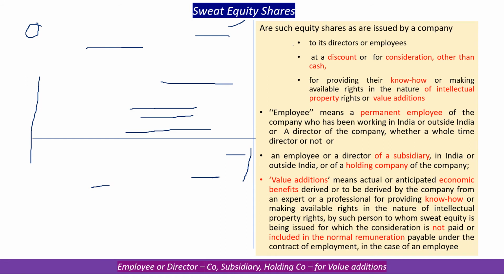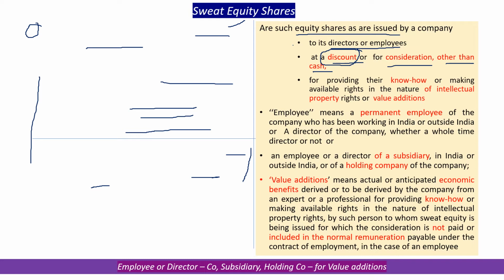Okay. Then, such equity shares to its directors or employees, and we saw in case of shares to be issued at a discount, it said excepting sweat equity shares. Sweat equity shares could be issued at a discount, meaning they can be sold at a price lower than their face value, for consideration other than cash also. The company need not receive cash.